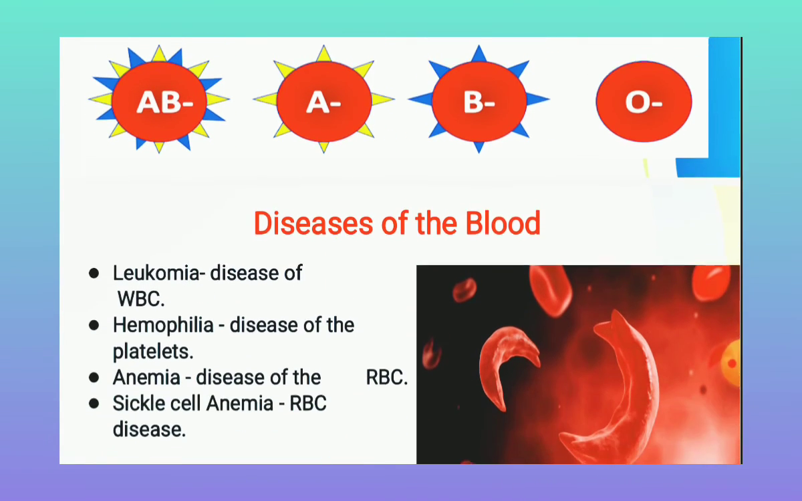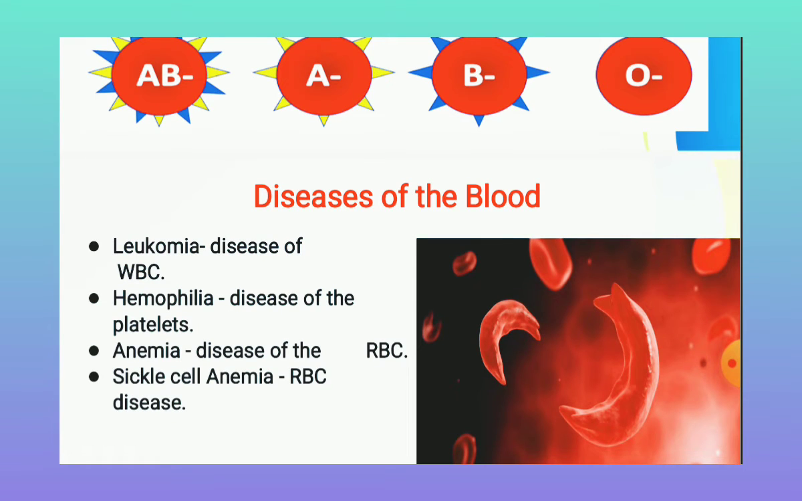So now next, a little bit about the diseases of blood. Number 1 is leukemia, the disease of WBC. Leukemia occurs normally in the bone marrow, where malignant cancer is present, the bone marrow is attacked and WBC multiply in the bone marrow, so that is called leukemia.